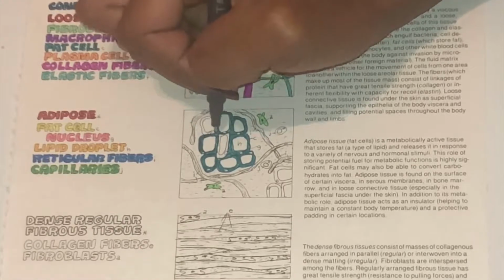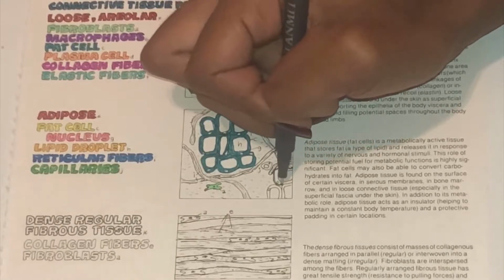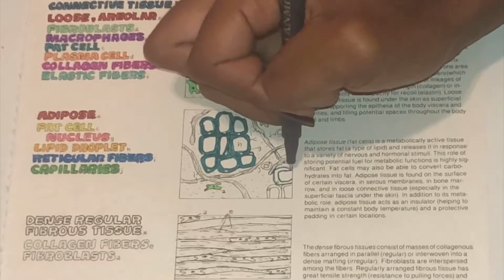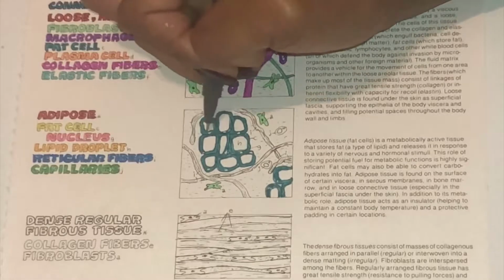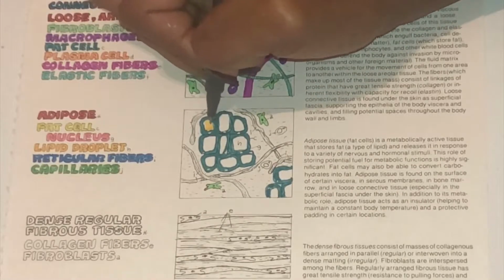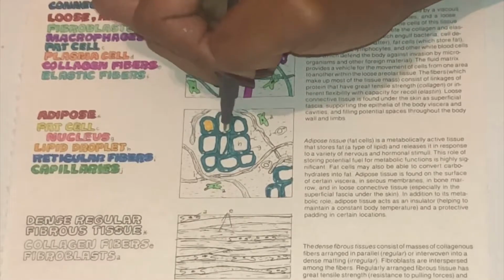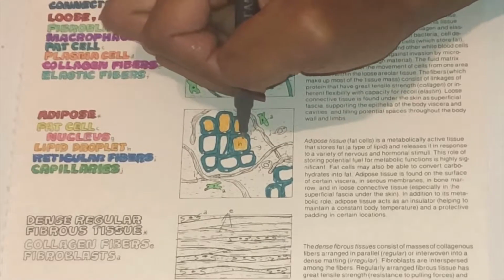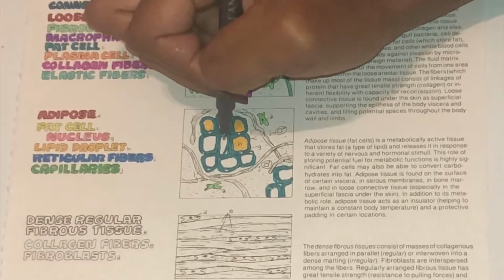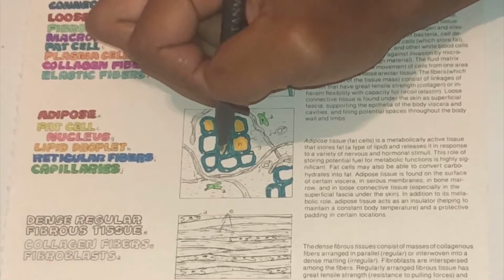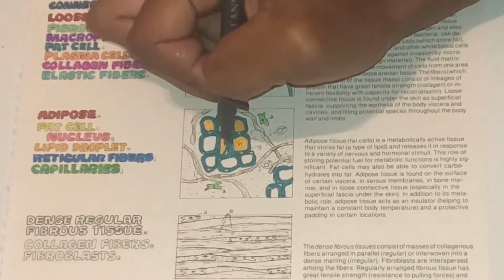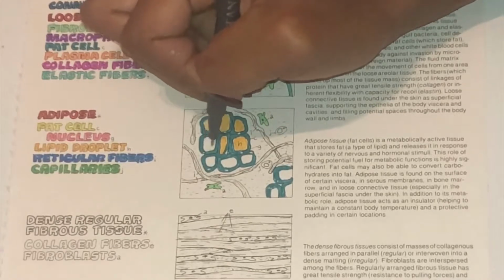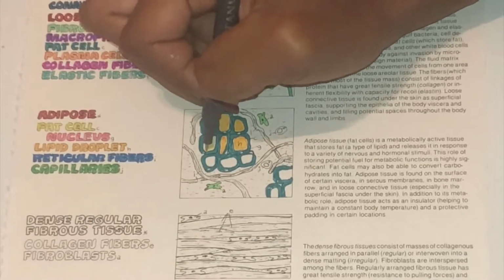But adipose tissue, fat cells, is a metabolically active tissue that stores fat, a type of lipid, and releases it in response to a variety of nervous and hormonal stimuli. This role of storing potential fuel for metabolic functions is highly significant. Fat cells may also be able to convert carbohydrates into fat.